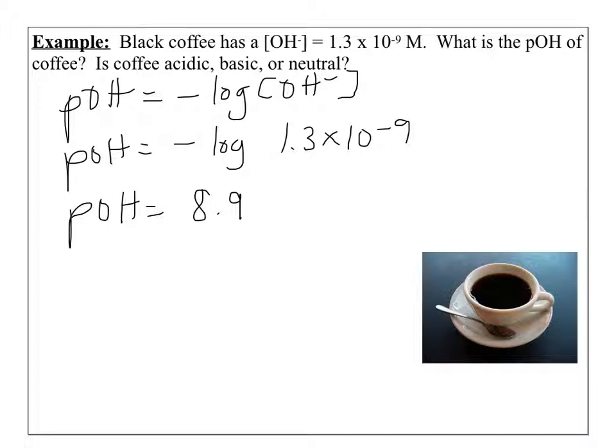Now remember, the pOH scale is the opposite of the pH scale. But if you ever get confused, you can always find the pH of a substance by subtracting from 14. This gives us a pH of 5.1, and you might be more comfortable with that, and you would know that a pH of 5.1 is acidic.